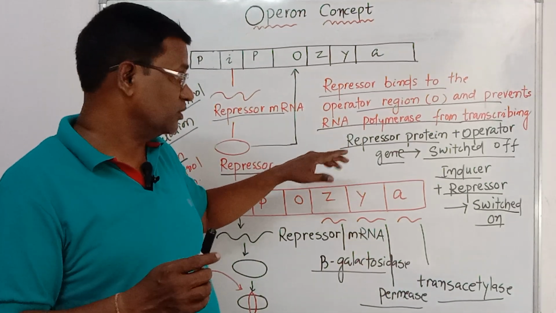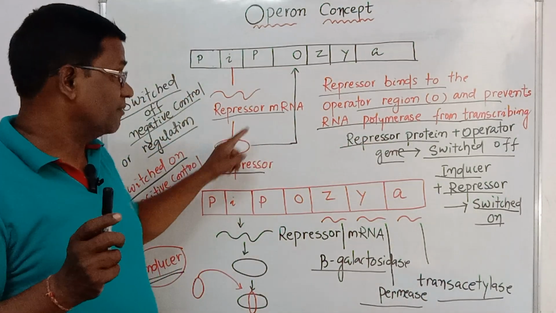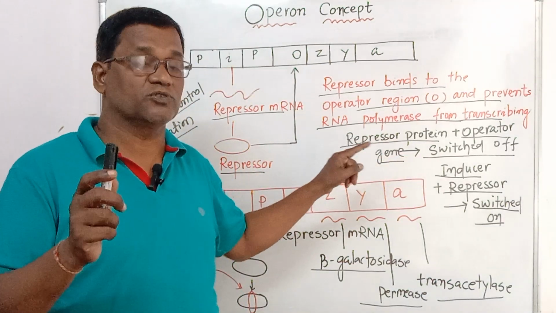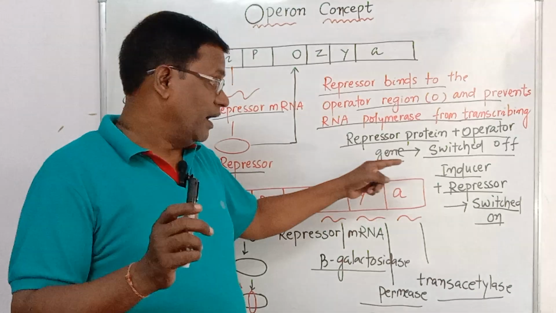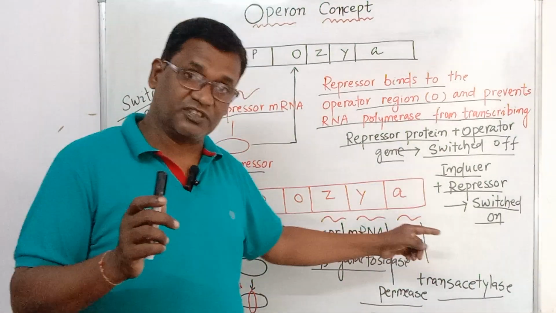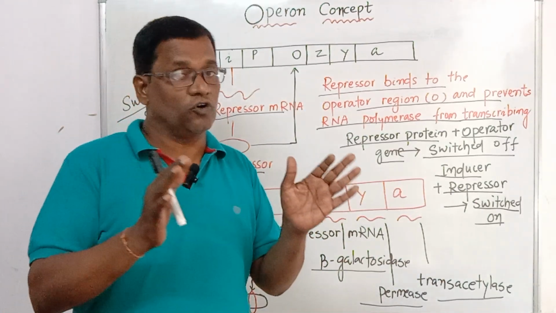What is that what I told? Once again I want to repeat, repressor protein, when it combines with the operator, it is switched off condition. That means in this case the lactose is not present in the medium, and inducer combines with the repressor, switched on condition, because here the lactose is present. This is the two difference, on and off.